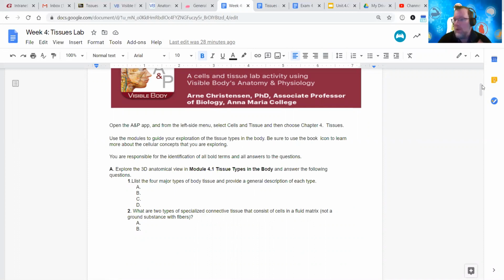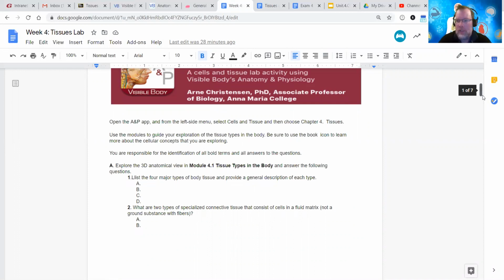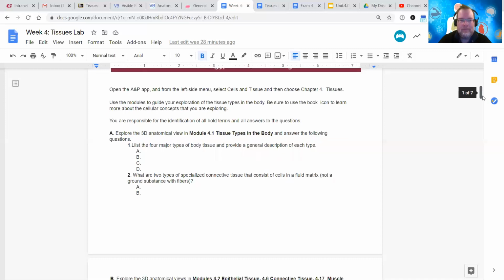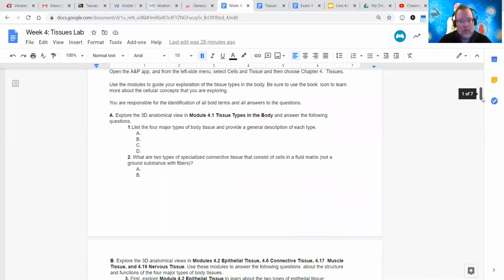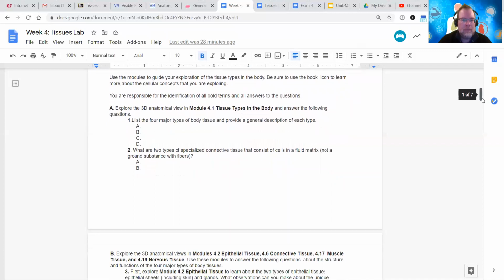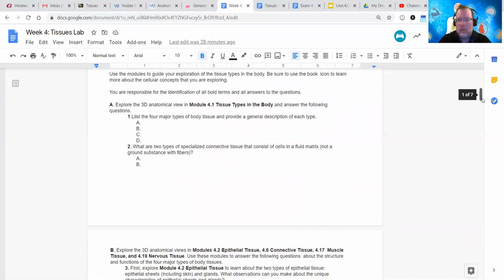It's a couple of things in the matrix. It wants to know what's in the matrix. Specialized connective tissue that consists of cells in a matrix. Connective tissue, right? Primarily. You could even specify types. You could say blood and bone.